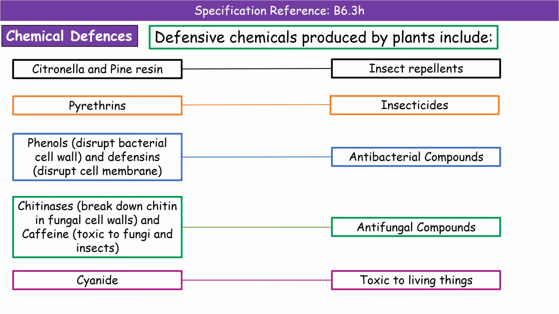We have antifungal compounds. These are going to affect fungi. So chitinases break down the chitin, which is what makes the fungal cell wall. And caffeine is just toxic to fungus. And finally, some plants make cyanide, which is just toxic to any and every living thing available.